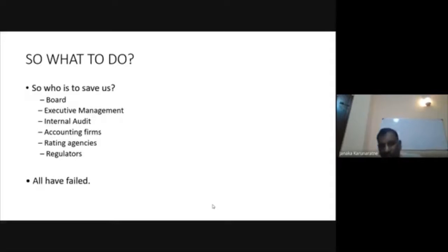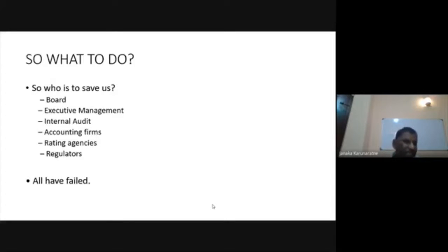So if you look at many such cases, these are a few such cases, but you can find many more cases related to corporate governance issues, which have led certain entities to fail, while others suffered significant loss even though they did not fail. So now what could we do to ensure a good governance framework is in place in our respective banks or institutions? And who can do this? Now, who is to save us?